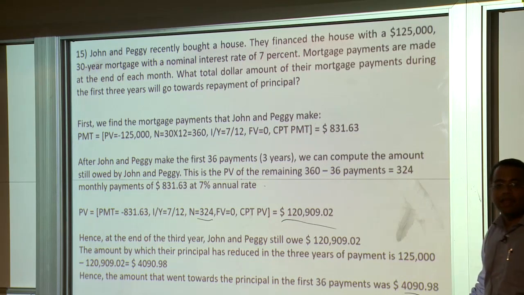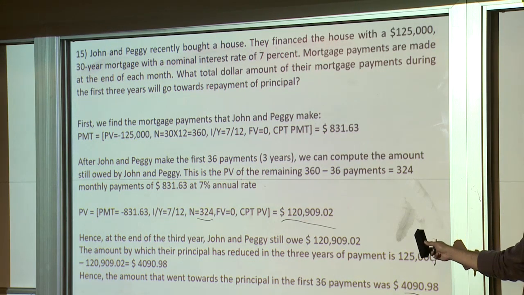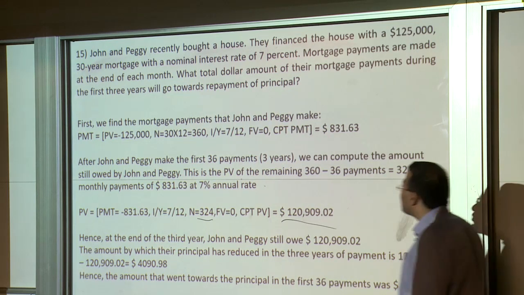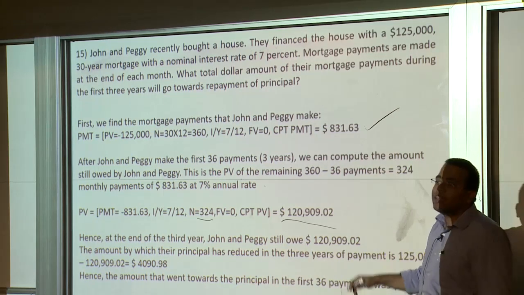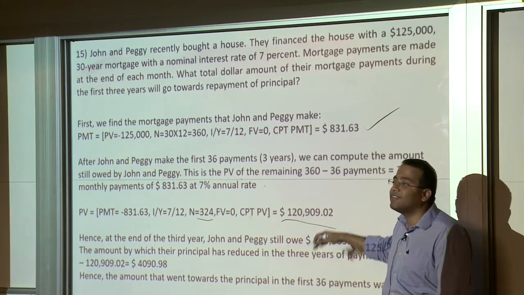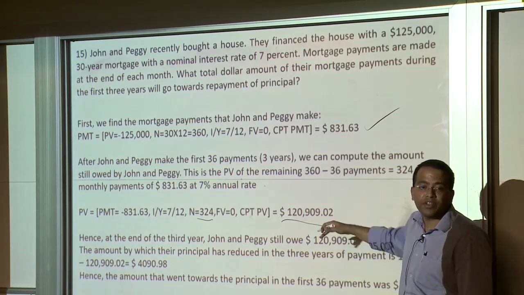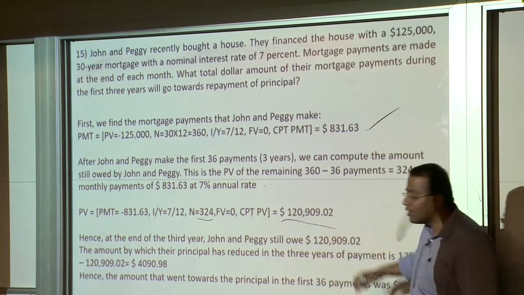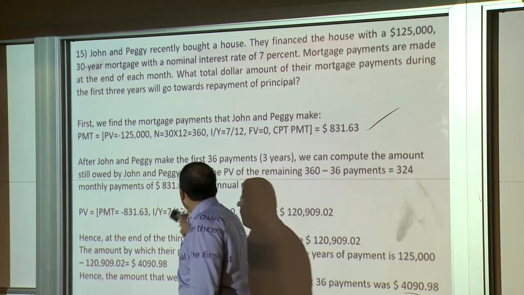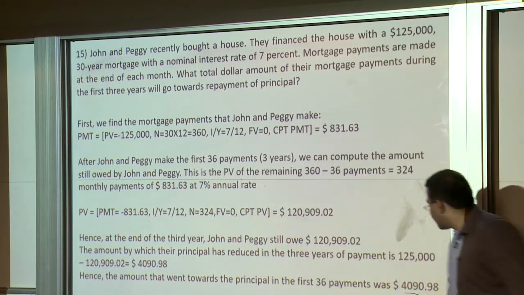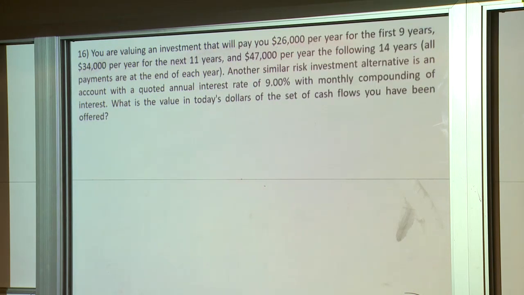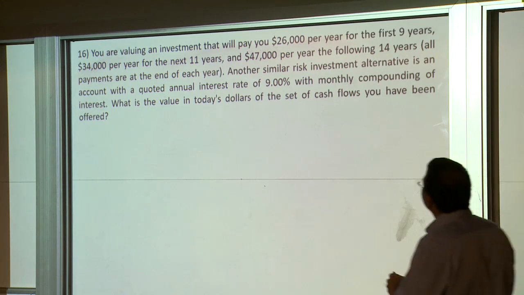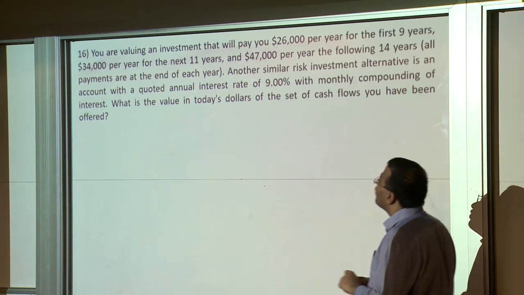Any doubts about this question here? This is pretty straightforward, provided you know what I did. First I calculated the PMT, and then based on the PMT I calculated how much money is still owed by John and Peggy for the remaining 324 payments. Then I just computed the difference of these two numbers. So the answer for this question is $4,090.98.